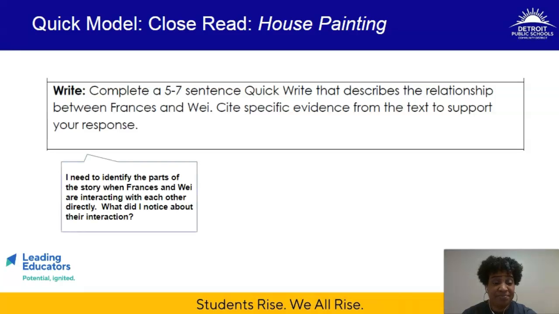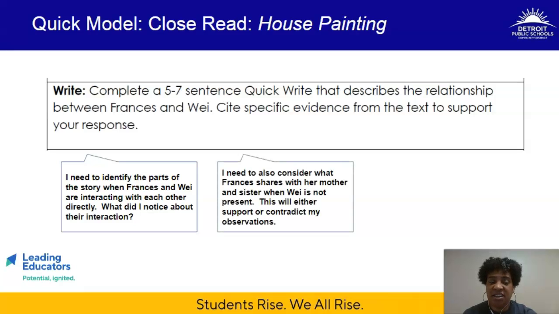So that being said, in order to engage in this quick write, I need to identify the parts of the story when Frances and Way are interacting with each other directly, right? There are plenty of moments in this story where Frances and Way are having conversations. And so how are they interacting? Consider not just their dialogue, but also the descriptive language around it, because the narrator is observing Frances and Way from a very specific point of view. That's her sister, and they've been dating for 4 years. Okay, so you're going to have some insights from Annie. You're also going to have the dialogue between Frances and Way. What did you notice about their interaction?